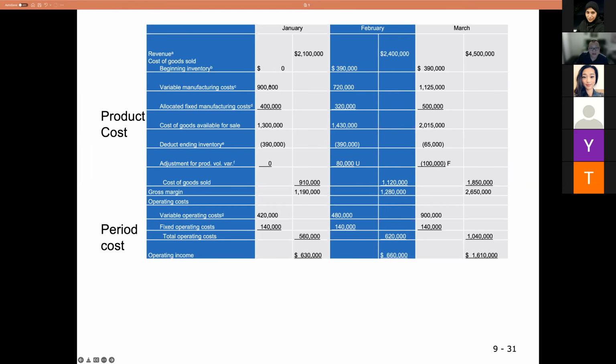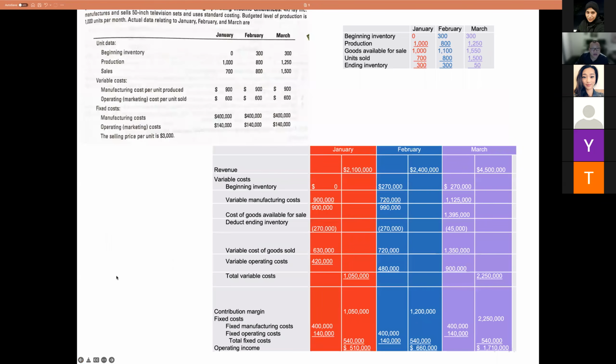So when you add all this together, your manufacturing cost would be 1.3 million, and the opening inventory balance is 0. So your cost of goods available for sale is 1.3 million. Now, deduct ending inventory. Okay, what is the ending inventory? That's a very good question. So what is the cost in the ending inventory?